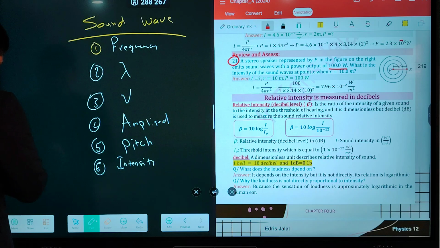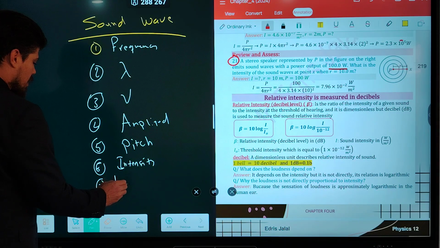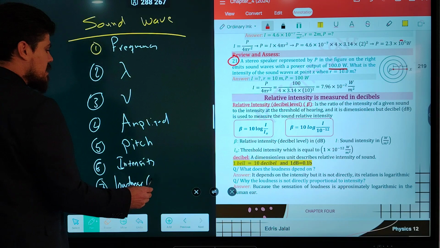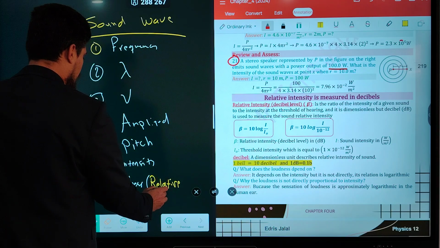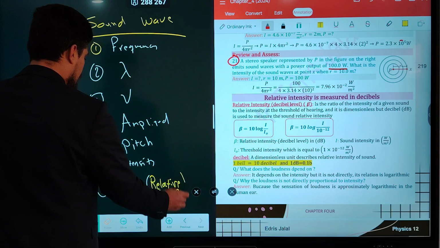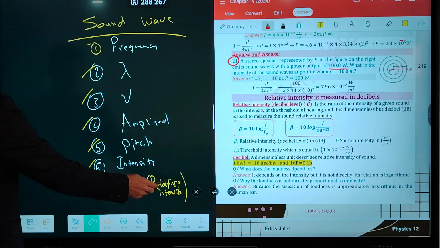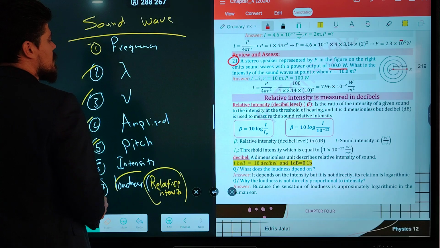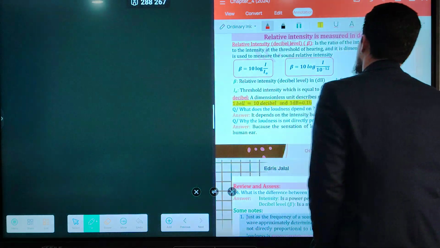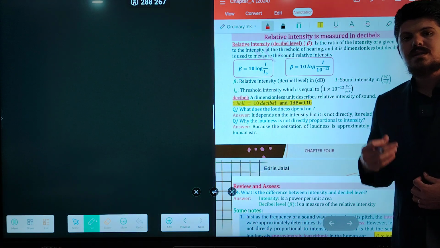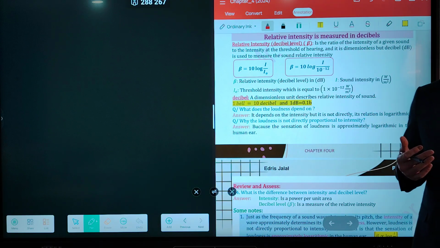Okay? So sound has what? Loudness, or relative intensity. We studied all of them. So the last thing that we study about the sound is the loudness, or relative intensity, or decibel level. What is relative intensity? Relative intensity is measured in decibel. What is the SI unit of relative intensity? Sorry, relative intensity has no SI unit.